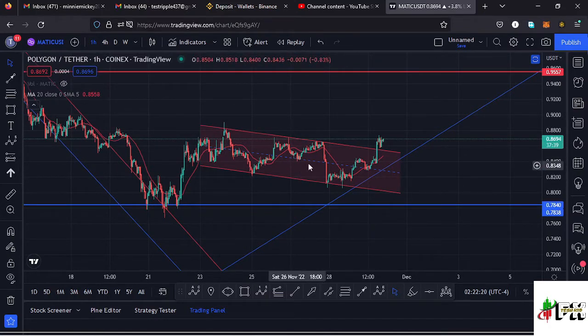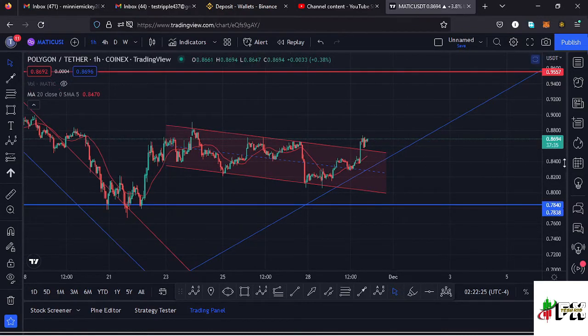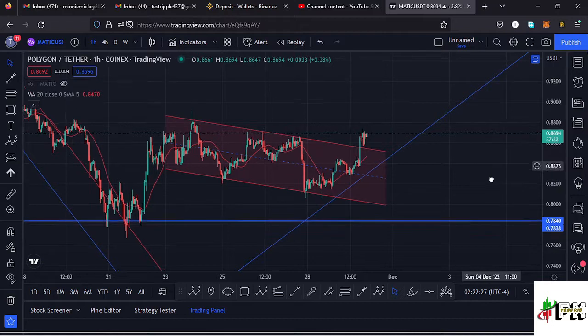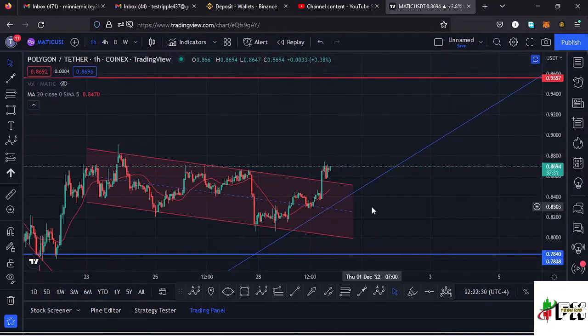And at the moment as we speak, we have seen a breakout out of the channel to the upper side, and that gives me the short-term scenarios that can play out here on the Polygon Matic chart.